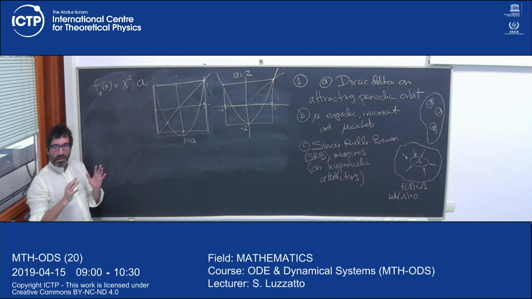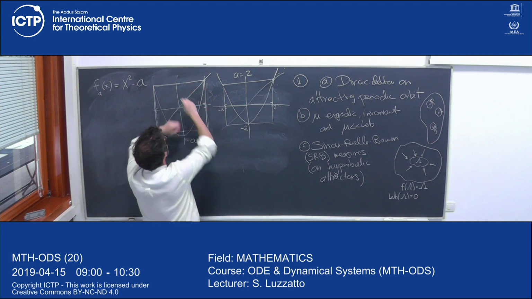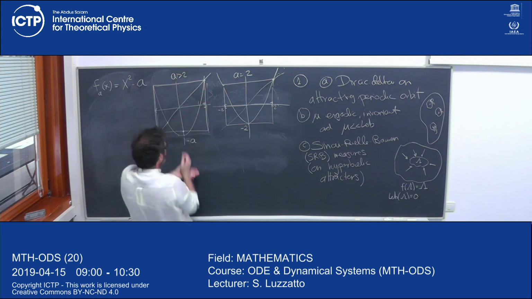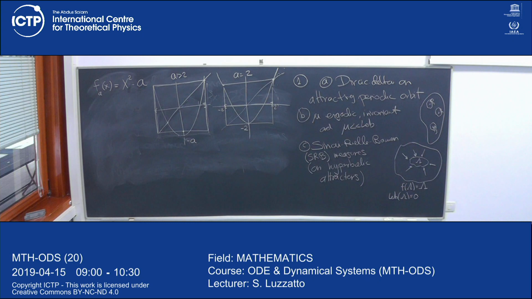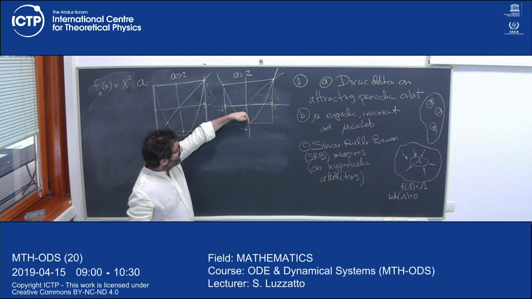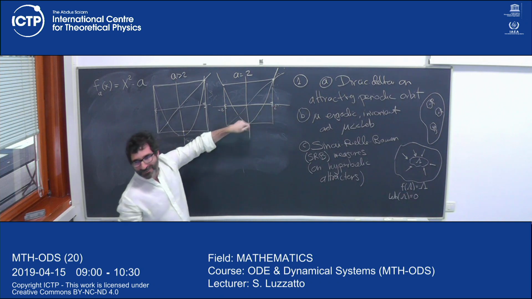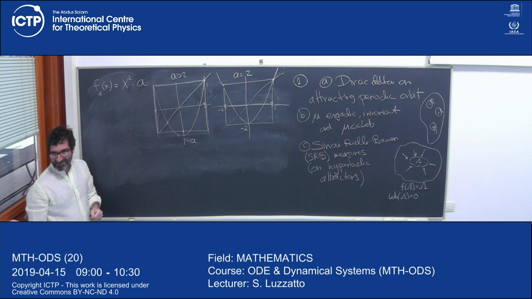The box is getting bigger, but more slowly than this is moving. So as soon as you go to a greater than 2, even for a equals 2 plus epsilon, this tip is moving at a positive speed faster than this is moving to the right, so it comes out of the box.